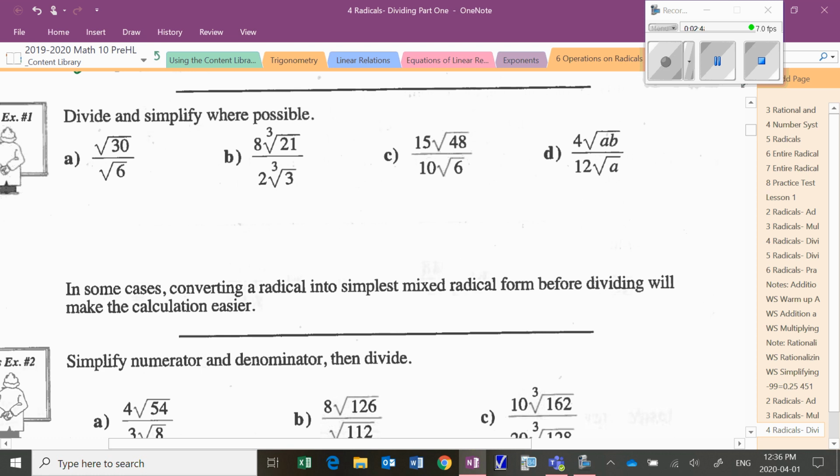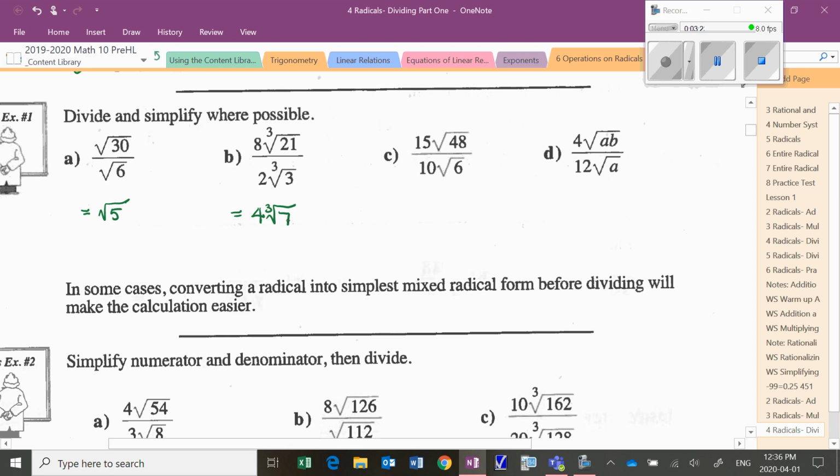So if I've got square root of 30 divided by the square root of 6, because these are both index 2 square roots, we can simply divide root 30 by root 6, and that is just square root of 5. Easy as that. In this next case, we've got 8 over 2, which is simply 4. Here the index is 3 for both, so cube root of 21 divided by cube root of 3 is simply going to be cube root of 7, so 4 times cube root of 7.